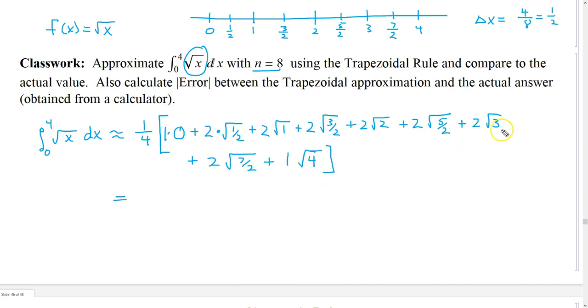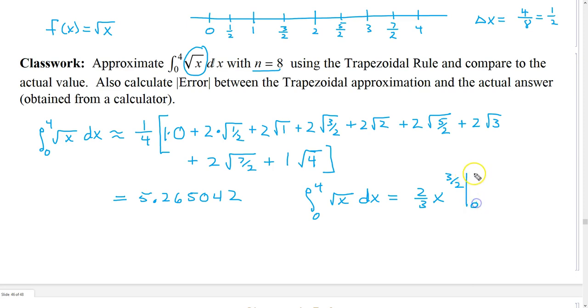And being very careful to evaluate this on a calculator, we get, rounded to 6 decimal places. Now let's compare this to the actual value. Now this one we can do by using the Fundamental Theorem. Now remember, the antiderivative of the square root of x, or one antiderivative, is going to be 2/3 x to the 3/2 power. Okay, that's an antiderivative for the square root of x. And then just evaluate that from 0 to 4. And you just get 16/3, which is 5.3 repeating.